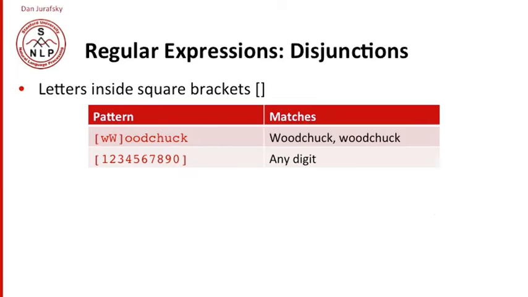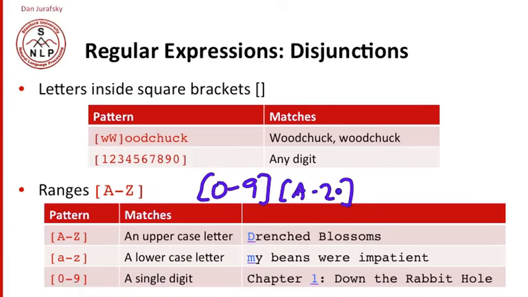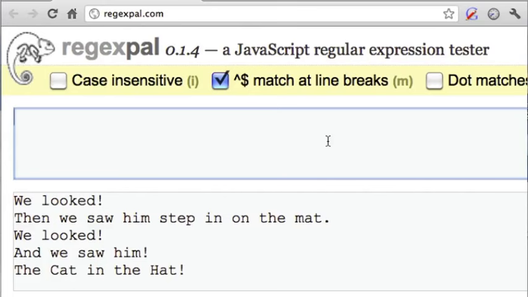So what we'd like to do instead is have little ranges. The range 0 through 9, so square bracket 0-9 means any character inside that range. And the range A-Z means any capital letter between A and Z. So let's see how that works. Here's an example of regexpal, a little tool we're going to use for regular expression searching.